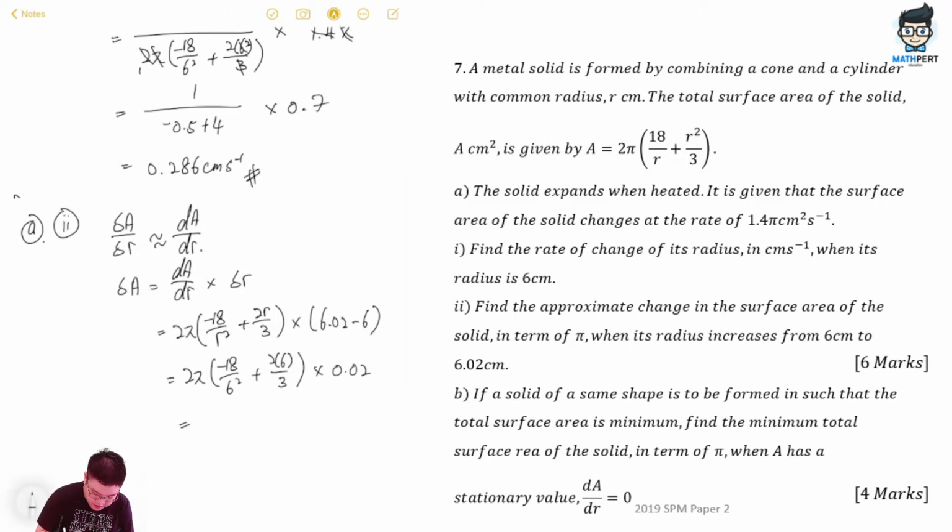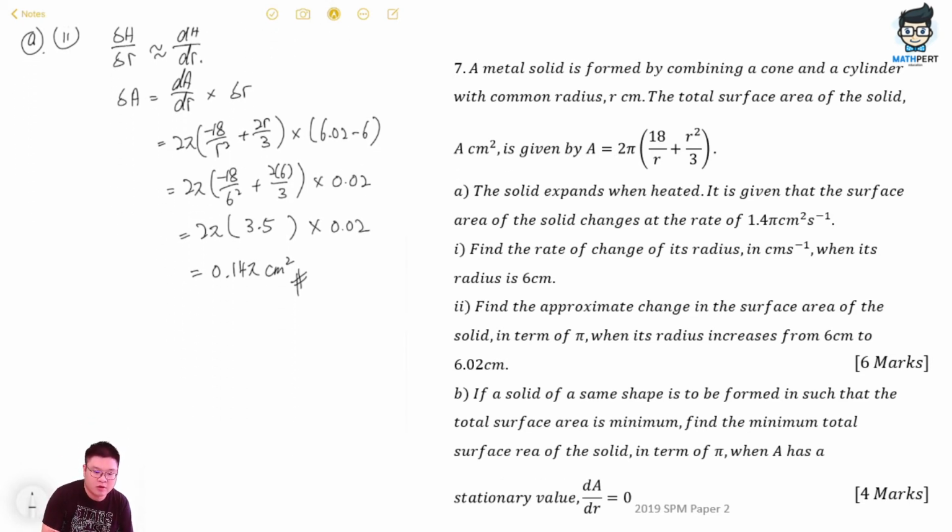And then my answer would be 2 pi, this will be 3.5 multiply 0.02. So 2 multiply 3.5 multiply 0.02. I'll get 0.14 pi. This is small changes on the surface area. The unit will be cm square. Okay, we just leave the pi at the end of the solutions because we are asked to find in terms of pi.